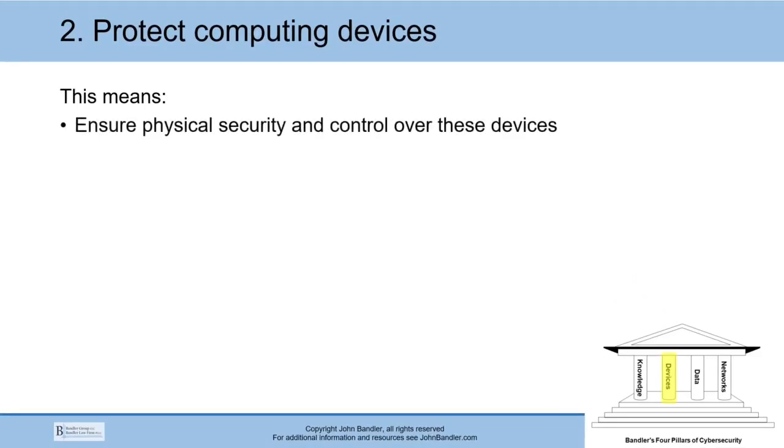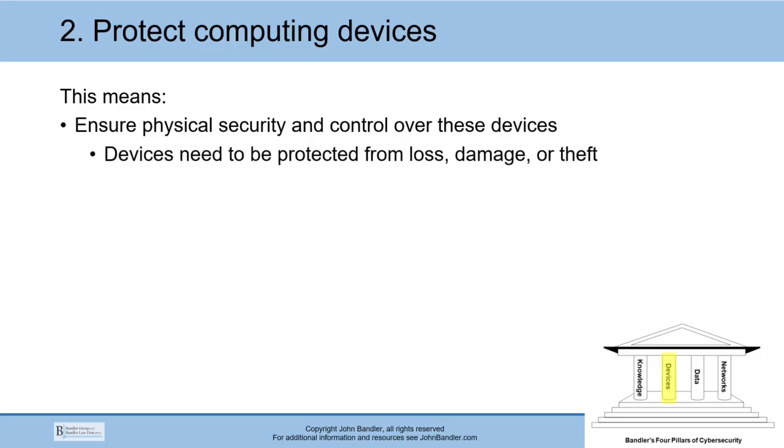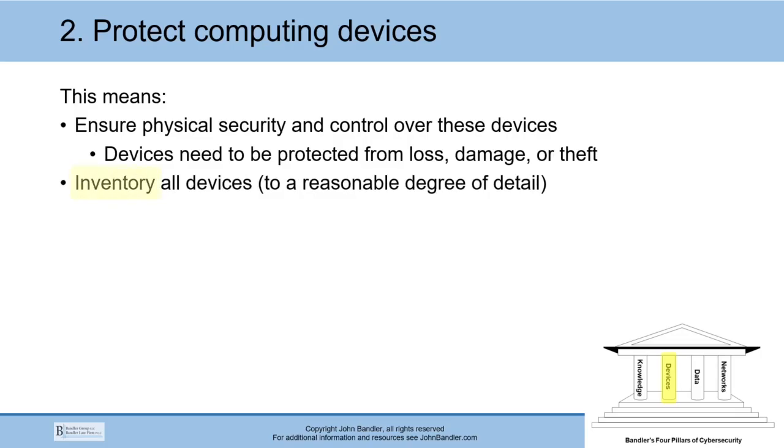The next pillar is protecting computer devices. That means we ensure physical security and control over these devices. We need to protect each device from loss, damage, or theft. A lost laptop or smartphone, that's a problem. It could be a reportable incident. We want to avoid that. We want to inventory all devices to a reasonable degree of detail. And that level of detail, we want to start with the basics and keep improving upon it.